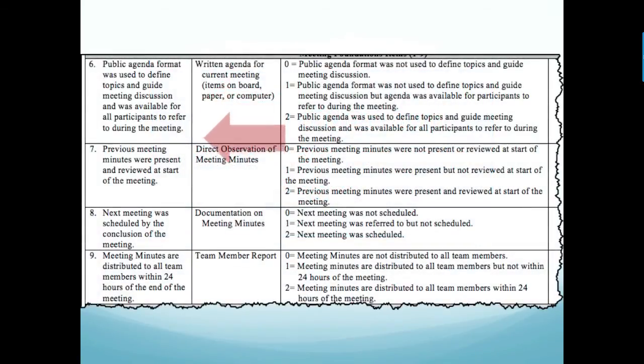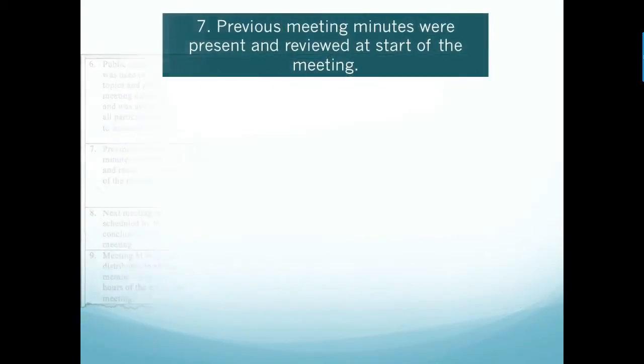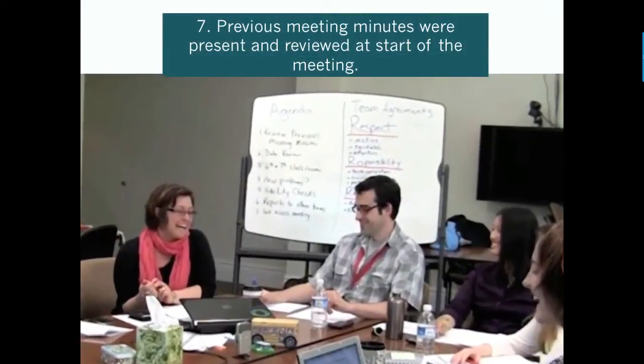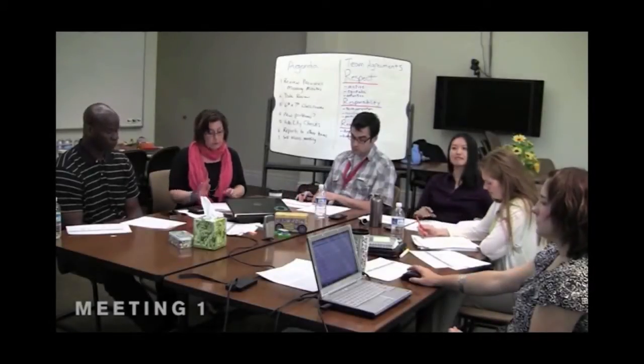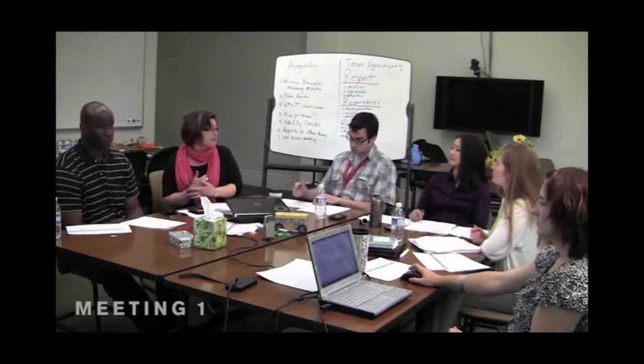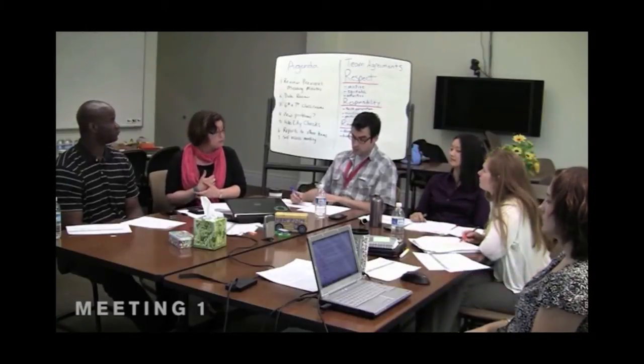Now we're on to item number 7, which asks whether previous meeting minutes were present and reviewed at the start of the meeting. You can see the first item on the agenda here is to review the previous meeting minutes. And from our previous meeting minutes, we were going to check on the 6th and 7th grade classroom problems. So how are we doing?